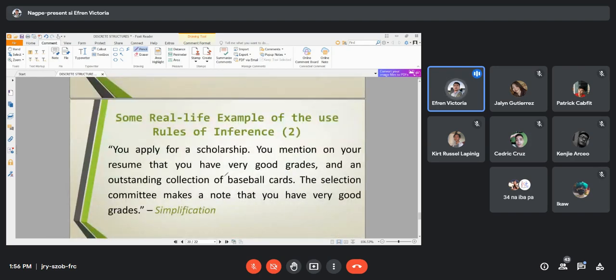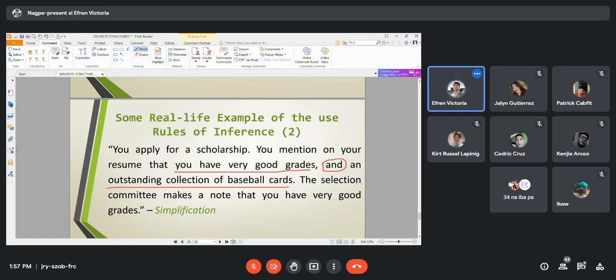Simplification. You apply for a scholarship. So you mention on your resume that you have a very good grades and an outstanding collection of baseball cards. So you have very good grades and outstanding collection of baseball cards. So the selection committee makes a note that you have a very good grades.